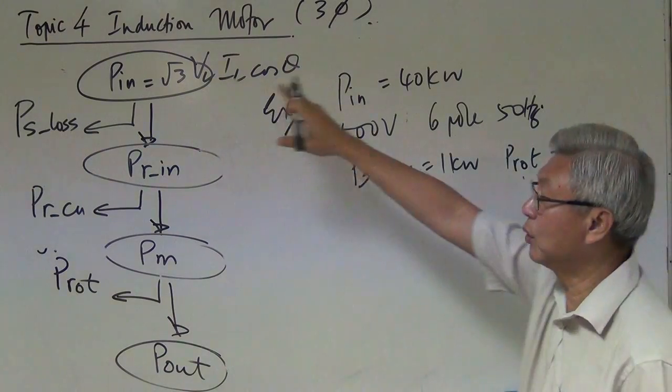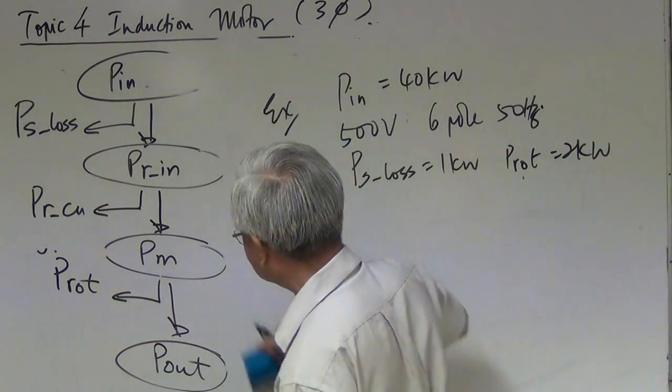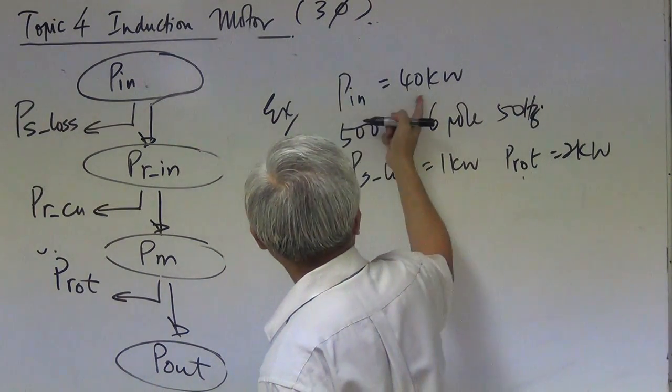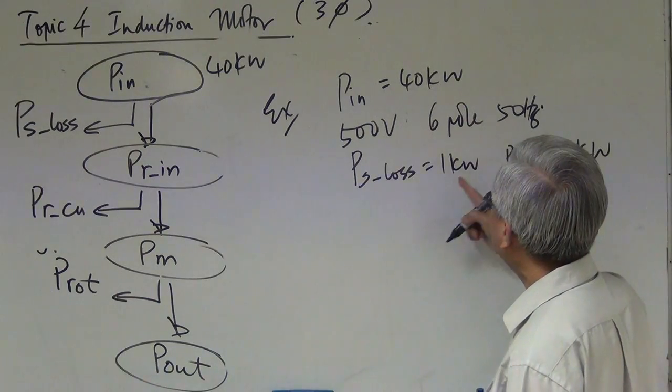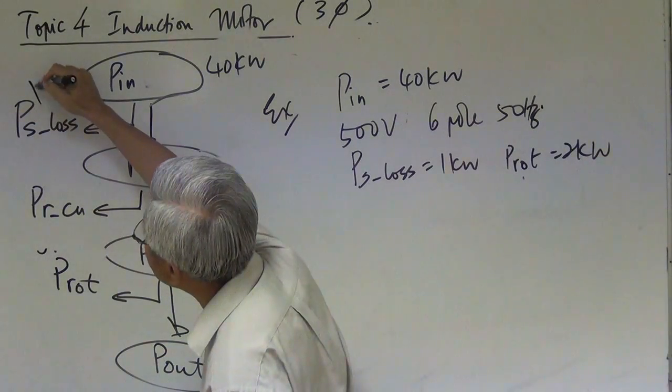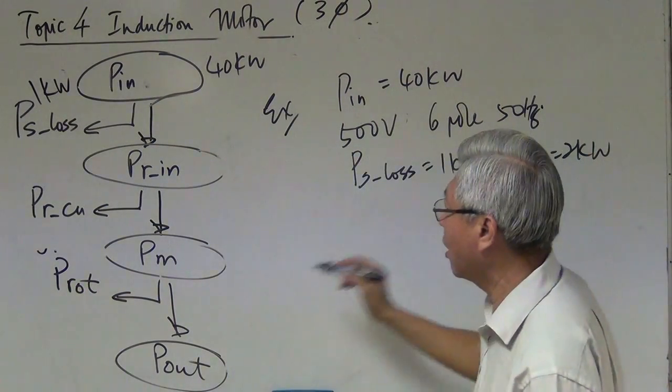So if I were to map onto my power flow diagram, 40 kilowatt is here. And stator loss is here, 1 kilowatt. Rotational loss is 2 kilowatt.